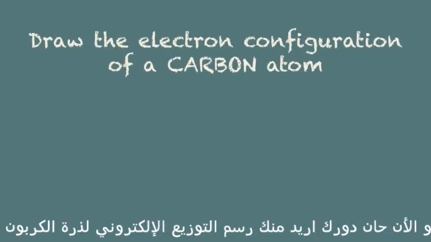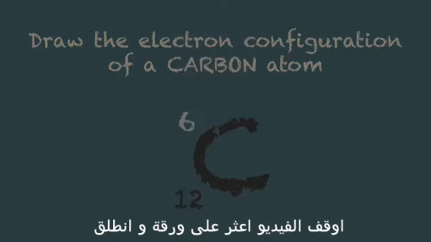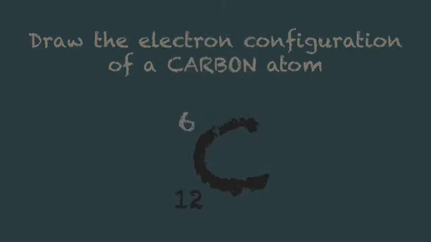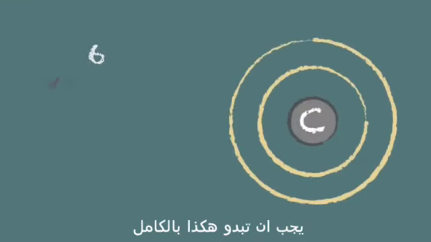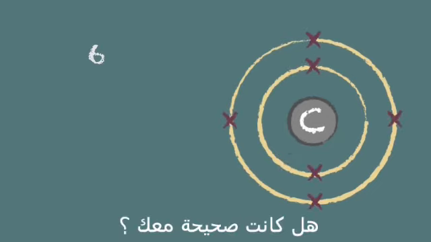And so now it's your turn. I'd like you to draw the electron configuration of a carbon atom. Pause the video, find a piece of paper and have a go. And here is what it should look like. It has a full first shell and 4 electrons in the outer shell. Did you get it right?